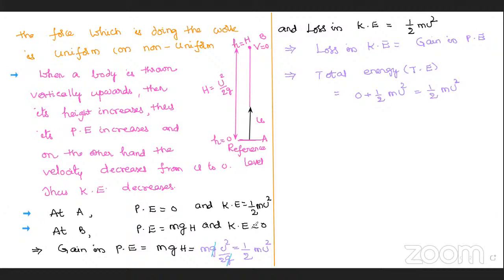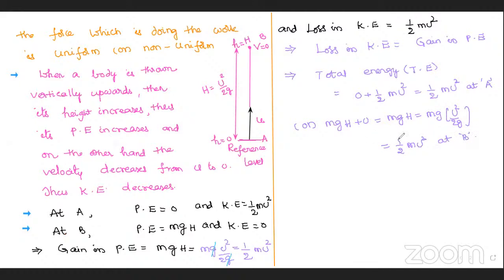Even at B also you will get the same mgh plus 0 at B, that is also equal to mgh. No need to explain again the same steps, copy and paste here. mg into h, where h is u square by 2g. Again g cancels. This one also you are getting half mu square. This is at A and this is at B.